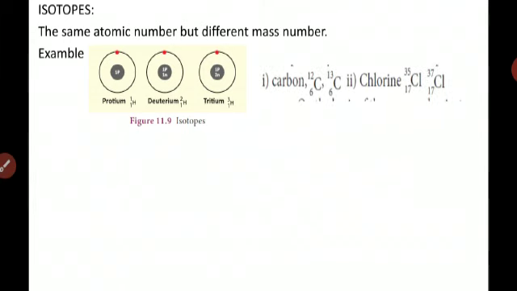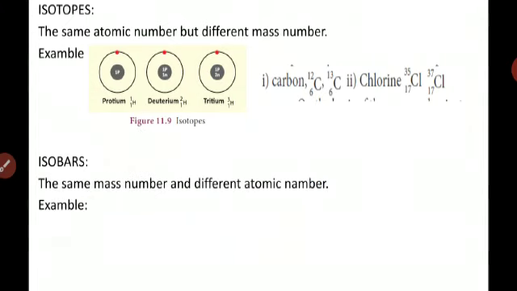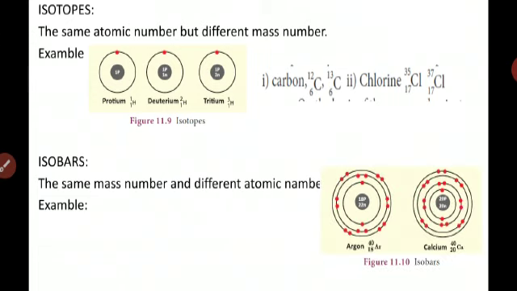For another example, carbon and chlorine. Carbon-12 and carbon-13: the atomic number 6 is the same, but the mass numbers 12 and 13 are different. And chlorine is also the same. The atomic number is 17 for both, and the mass numbers are 35 and 37. This is called what, students? Isotopes.